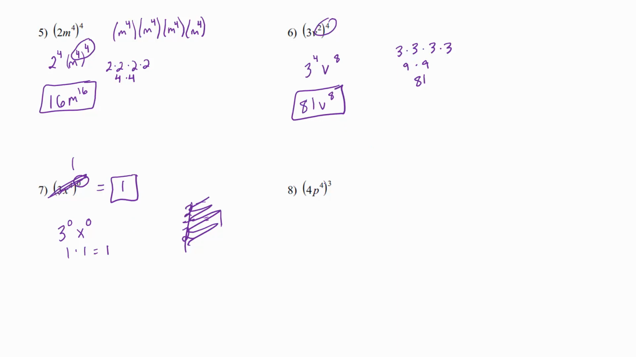So on 8, we want to do 4 to the 3rd, and we want to do p to the 4th to the 3rd, and so we multiply those exponents together. I just need to figure out what 4 times 4 times 4 is. So that's 16 times 4, which is 64. So 64 p to the 12th.